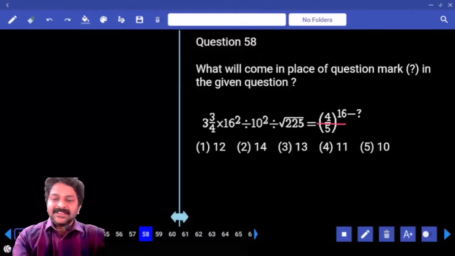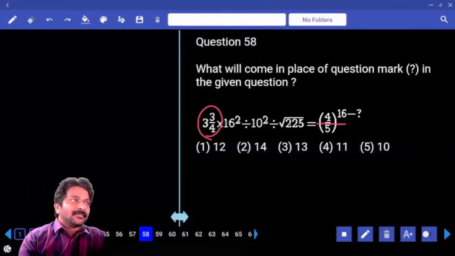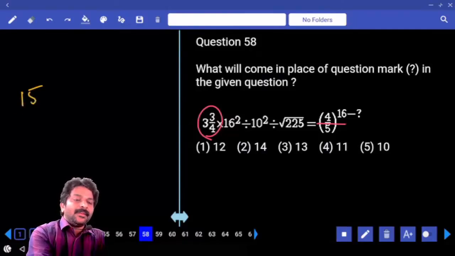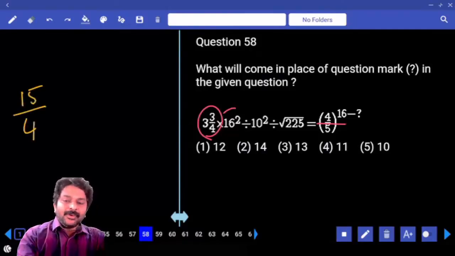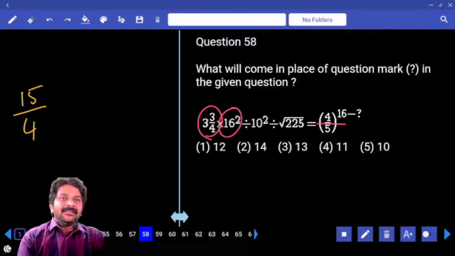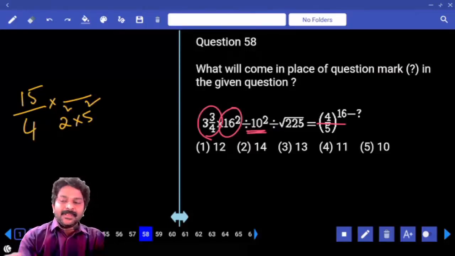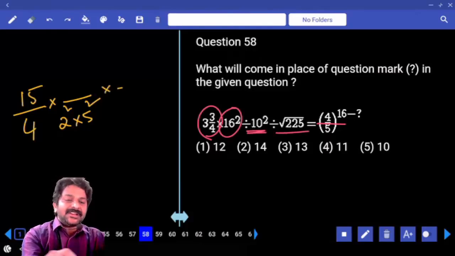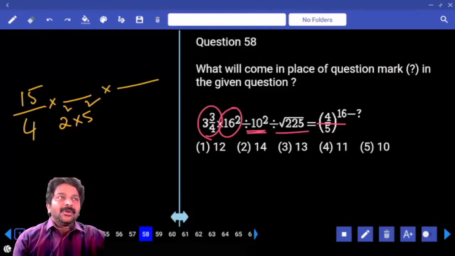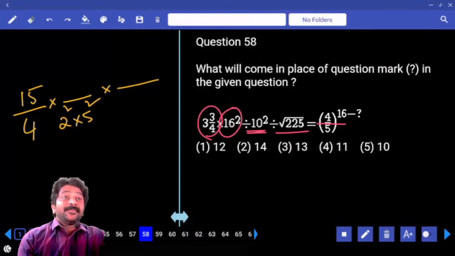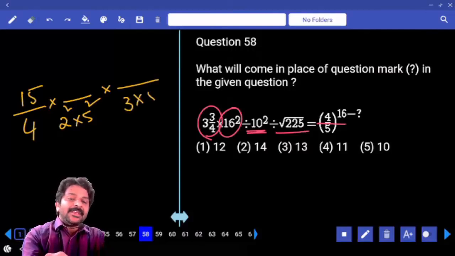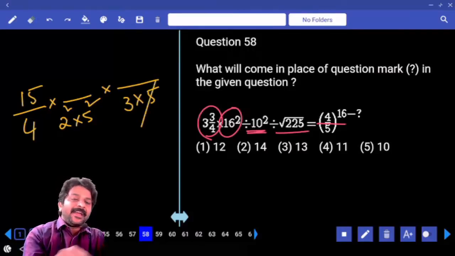Let's calculate this. 3 by 4. Come on. 15 by. Do you have 5 multiple in 16 square? I don't need that. 10 to the power of 2. That comes in denominator. That can be written as 2 square into 5 square only. Divided by. This also comes in denominator. Under root of what? 225. How much is that? 15. That means 3 into 5 only. Yes. 5 in 15 gets cancelled.